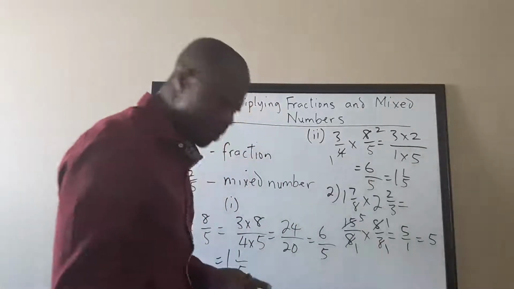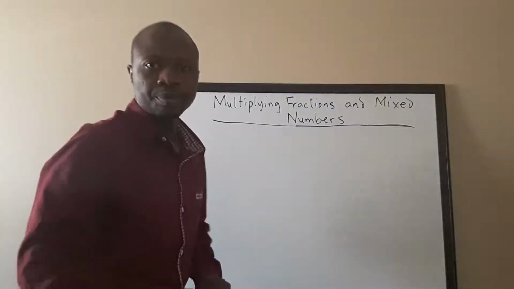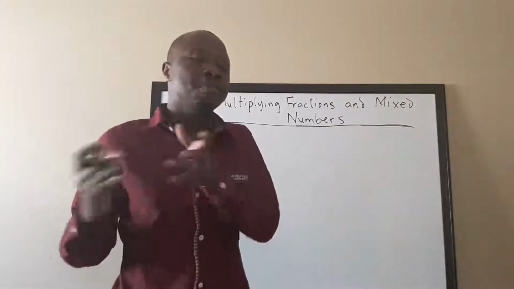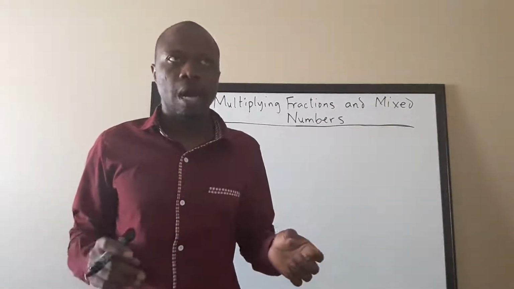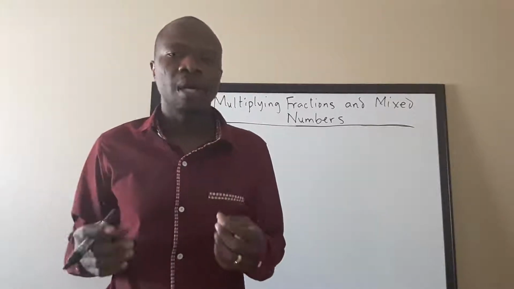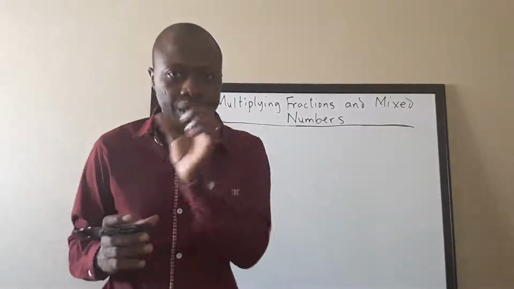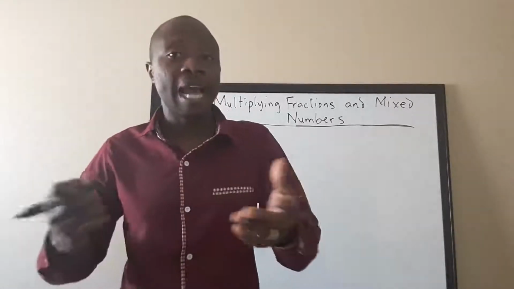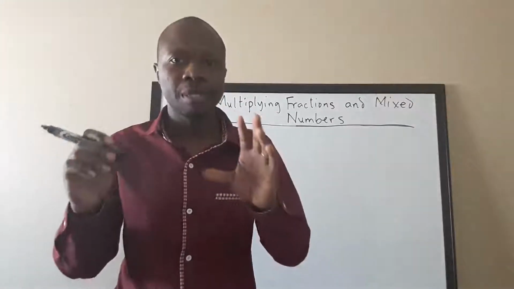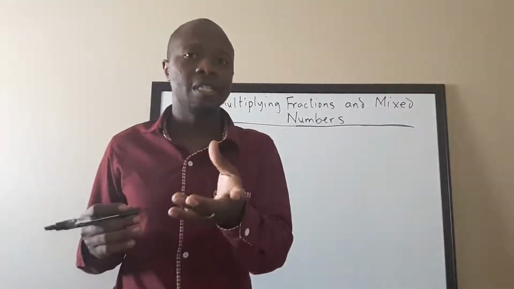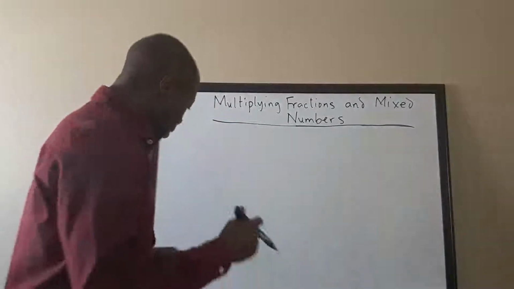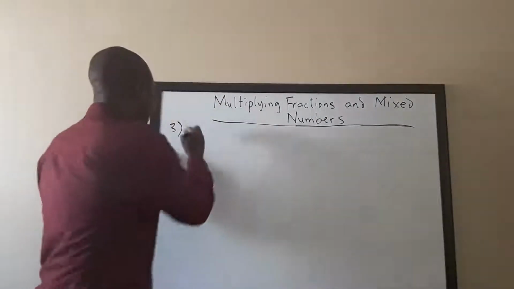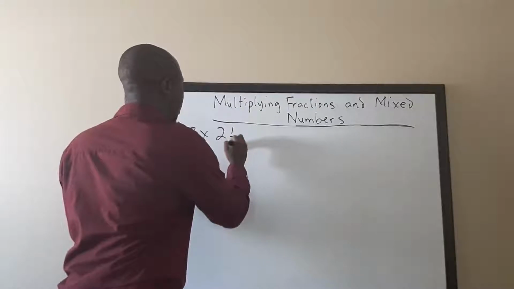Alright, so for example 3, we're going to be doing a combination of mixed number and whole number. So when we're talking about a whole number, there's no fraction there. So it's just the whole number. So for example, the number 5 is a whole number. The number 10 is a whole number. So numbers or integers without fractions are whole numbers. So example 3, let's do 3 whole number times a mixed number.